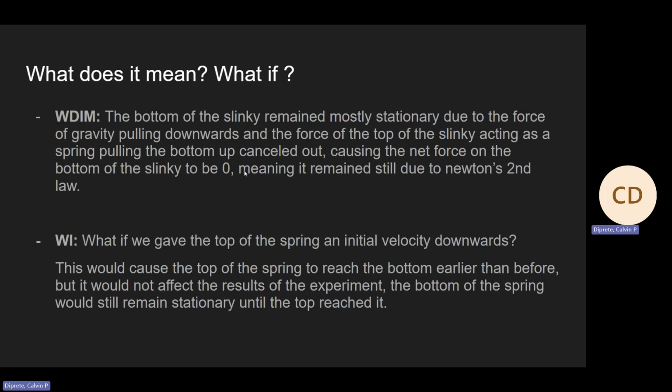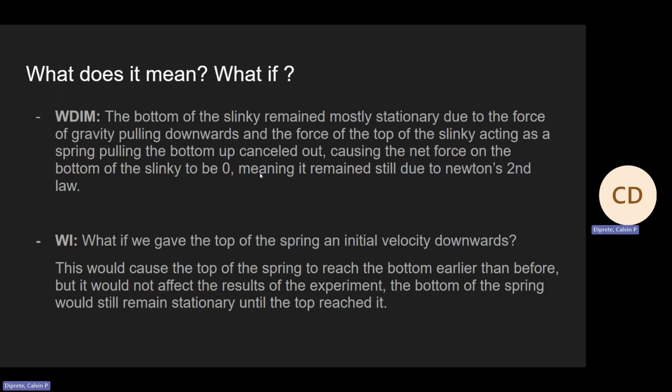What does it mean, and what if? What does it mean? The bottom of the Slinky remained mostly stationary due to the force of gravity pulling downwards and the force of the top of the Slinky acting like a spring pulling the bottom. These two forces canceled out. And so this caused the net force on the bottom of the Slinky to be 0, meaning it remained still due to Newton's second law until the top met it.